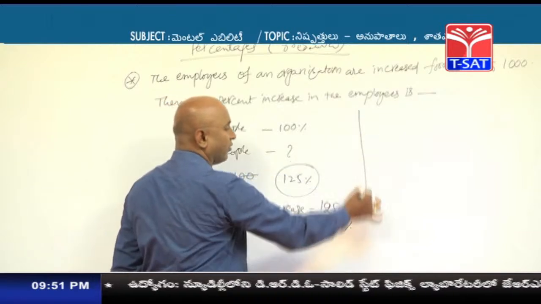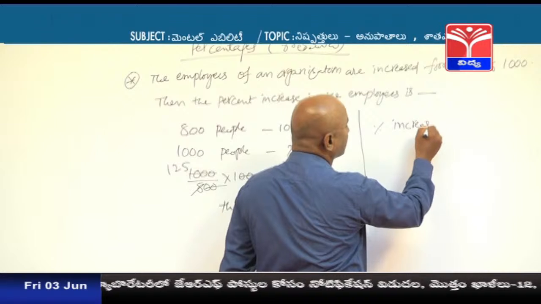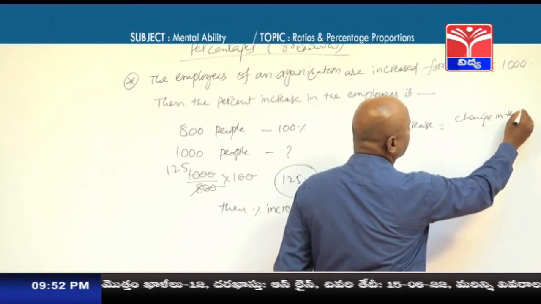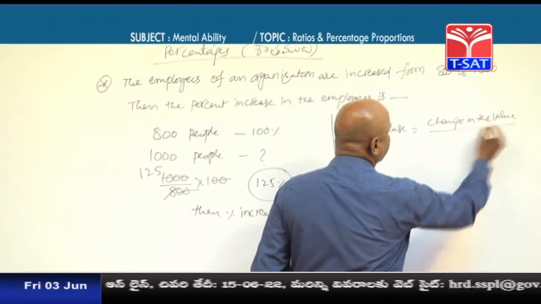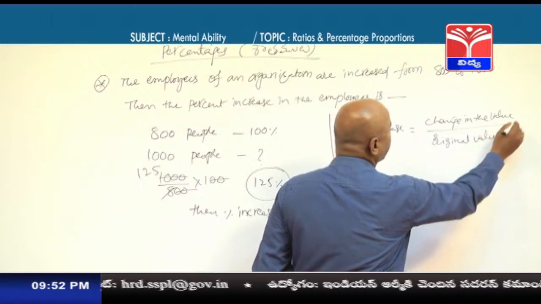దీన్నే ఫార్ములా ప్రకారం చేసామంటే పర్సెంట్ ఇంక్రీజ్ ఇజ్ ఈక్వల్ టు చేంజ్ ఇన్ ద వాల్యూ బై ఒరిజినల్ వాల్యూ ఇంటూ 100.